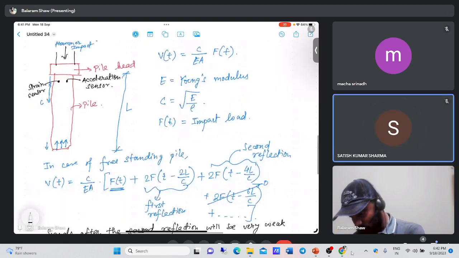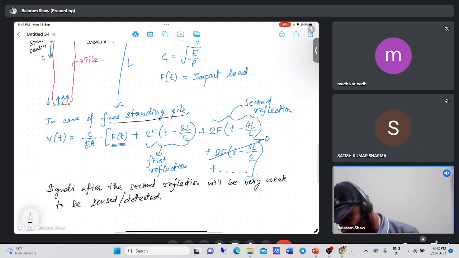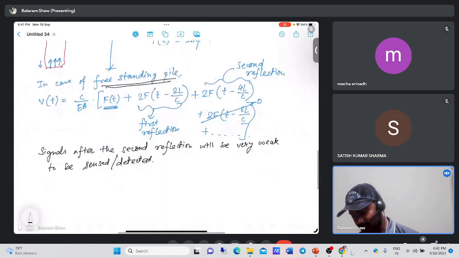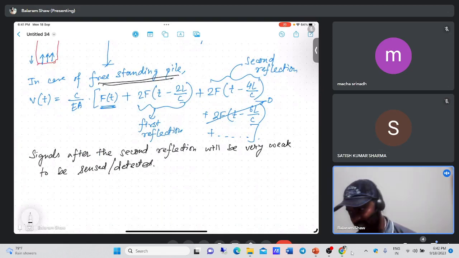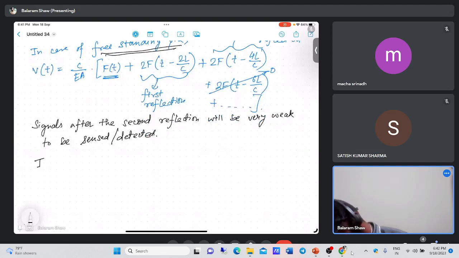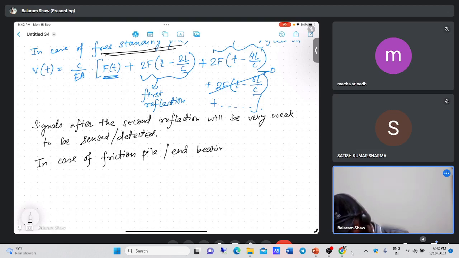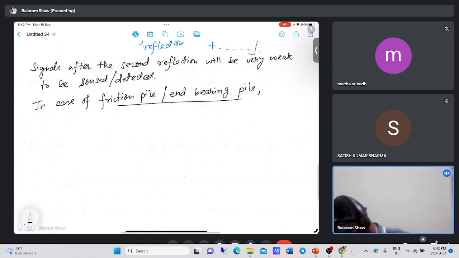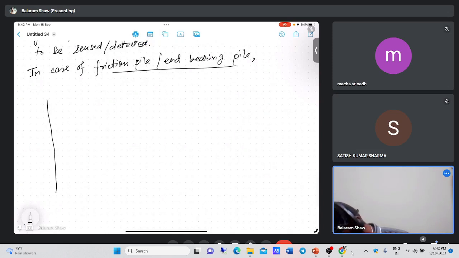Yes, please. Yes. Yeah, so this one was the case for a freestanding pile. Now let us say there is some friction pile or end bearing pile, then what will happen? In case of a friction pile or end bearing pile, again, let us say we have the pile like this. We have the pile head here. Here we are having the load. We have sensors here.